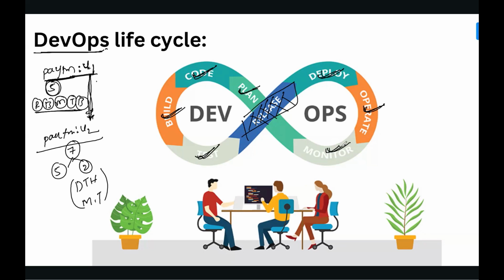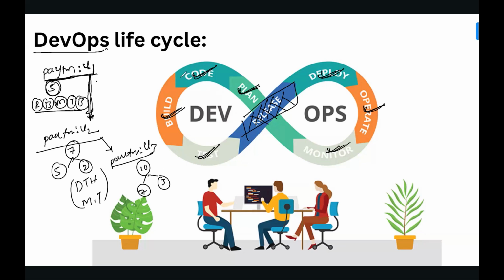We need to monitor. So totally we have released the Paytm application version 2. Again I am going to upgrade from Paytm application version 2 to version 3. In version 3 totally I am having 10 services. How many services are we having here? We are having 10 services. Old 7, 3 new.